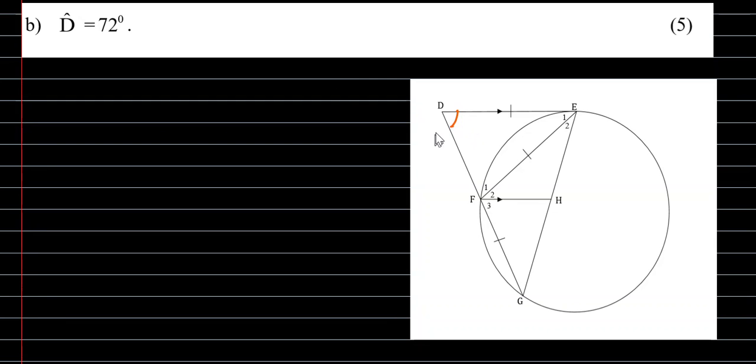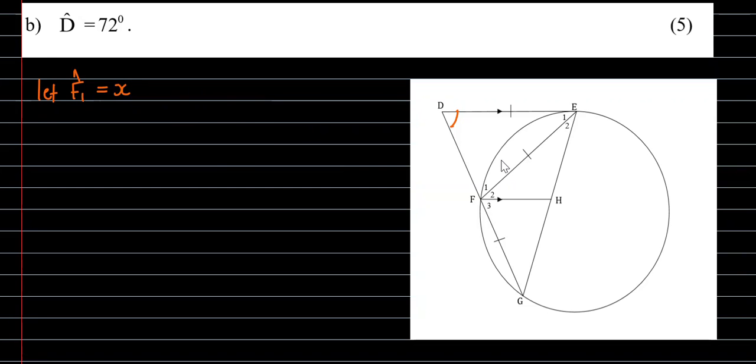How to prove that this angle is equal to 72? Okay, so let's just let one of these triangle angles be equal to x. Let's let this F1 be equal to x, so that we can find angle D. Let angle F1 be equal to x, right? So this angle is equal to x now, right?